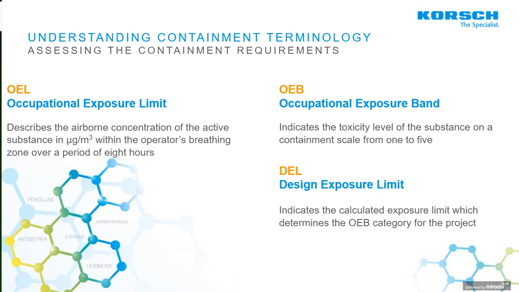So let's start with some terminology. The OEL, the operator exposure limit, describes the airborne concentration of the active substance in micrograms per cubic meter within the operator's breathing zone over a period of 8 hours. The occupational exposure band, OEB, is what we just went through. That indicates the toxicity level of the substance. That means for the active material, when you look at the MSDS, what does that MSDS say with regard to that substance on a scale of 1 to 5? And then the design exposure limit is the calculated exposure that we're going to utilize for the project.